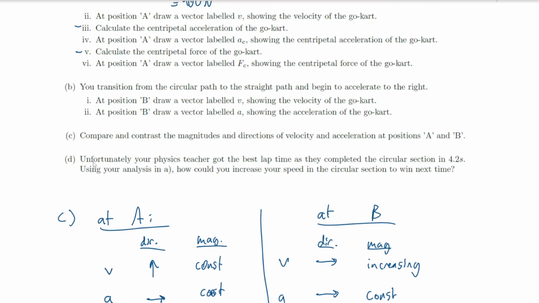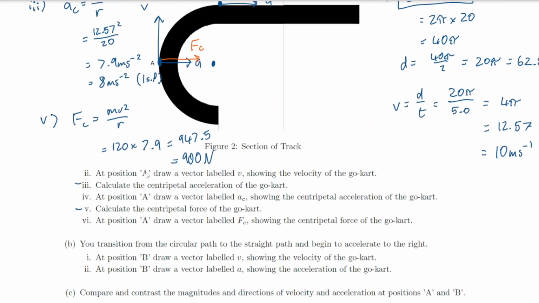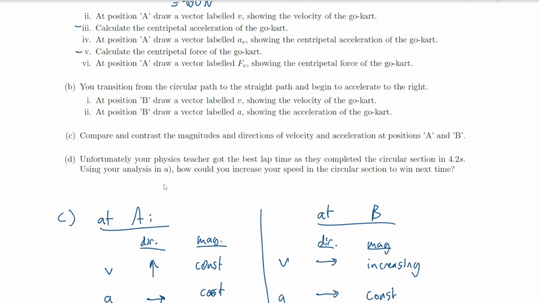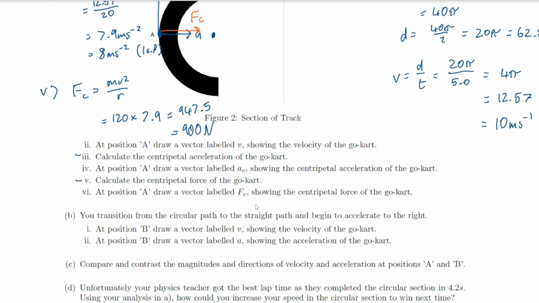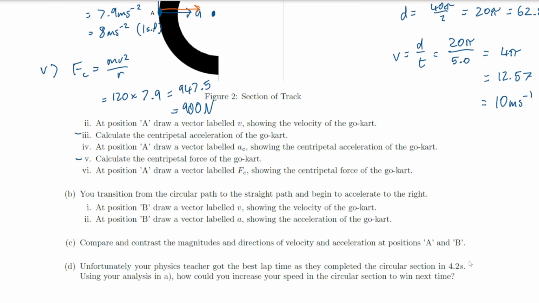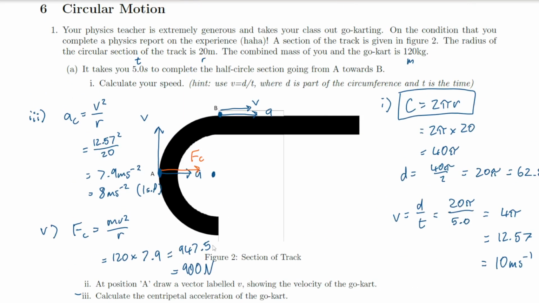All right, and now question D. Unfortunately for you, your physics teacher got the best lap time, as they completed the circular section in only 4.2 seconds. Now, using what we learnt in section A, how could you increase your speed to win next time? Okay, so you want to shave off at least 0.8 seconds in this circular section. And what will you need to change to do that?